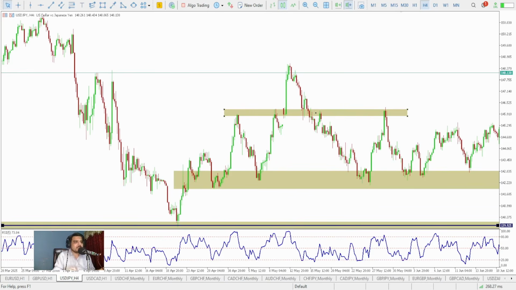In the next video, I'll show you how to combine support and resistance plus RSI plus Fibonacci. My full setup, that's where the real magic happens in confluence.